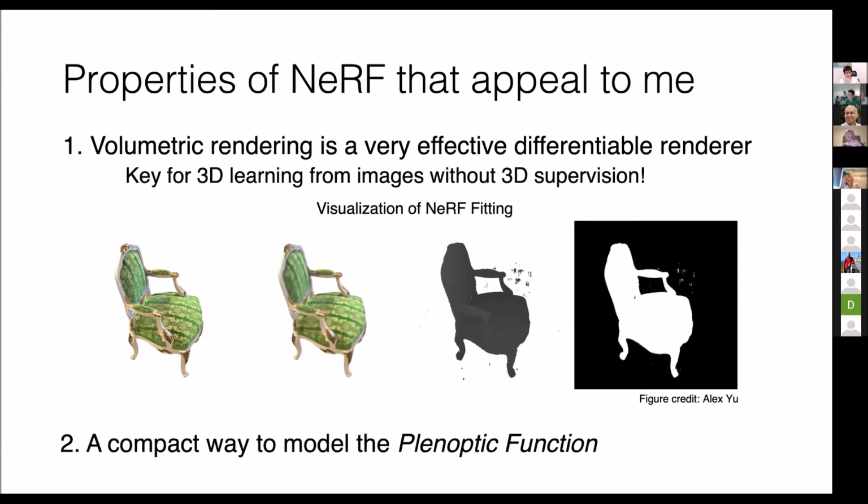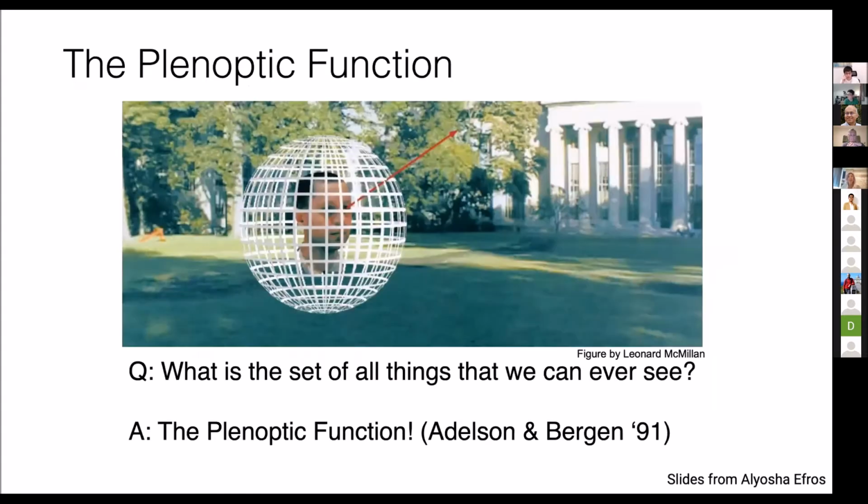The second thing is that it is a really compact way to model the Plenoptic function. I really like this viewpoint in thinking about what NeRF is. So let's remind ourselves, what is the Plenoptic function? The Plenoptic function is a conceptual, psychological experiment to think about what is the set of all things we can ever see at any point in time. The answer to this question was the Plenoptic function by Adelson and Bergen in 91.